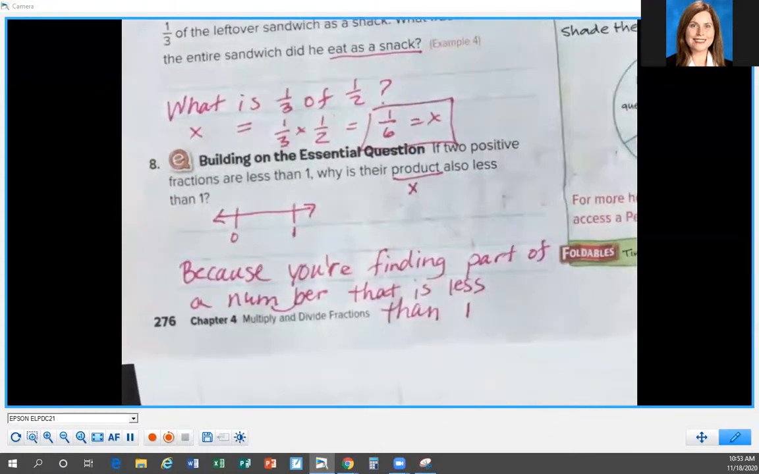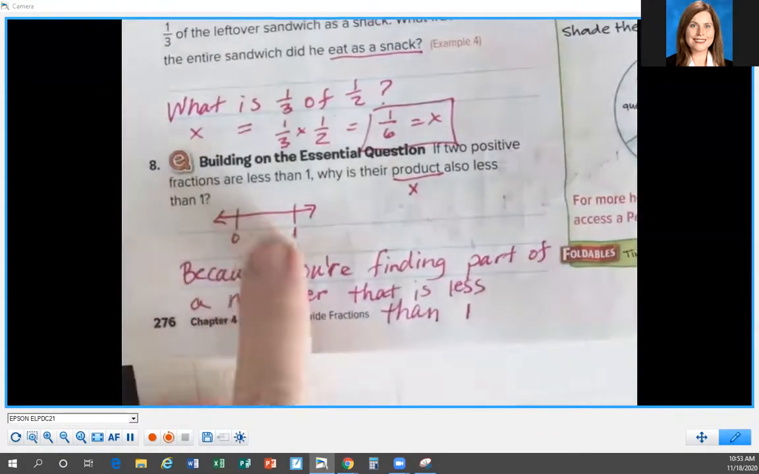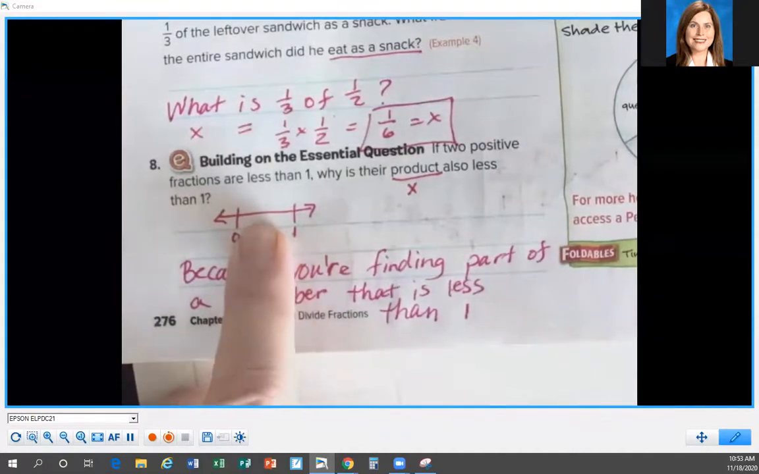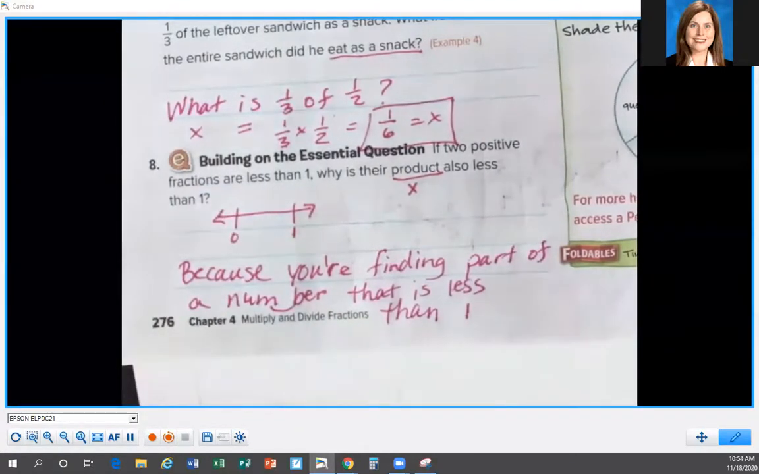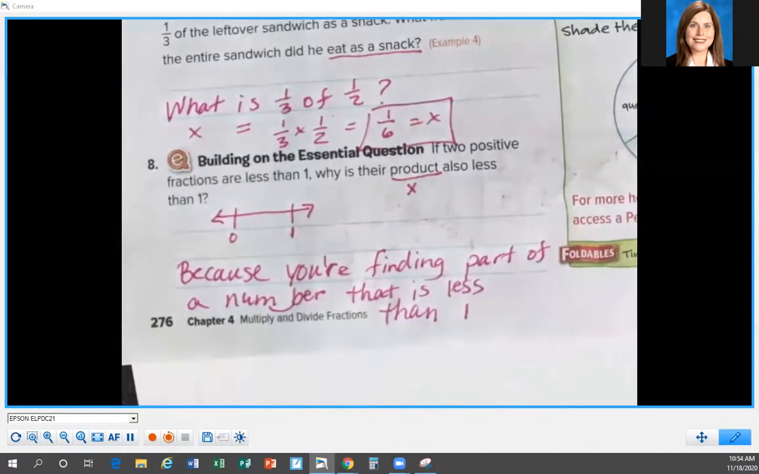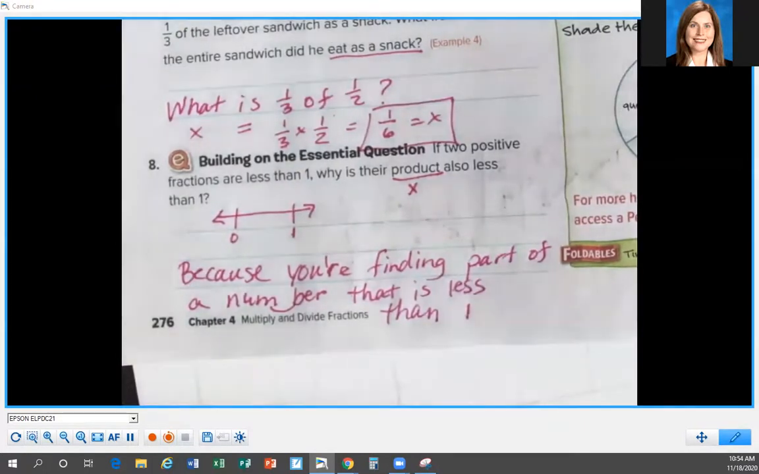Okay, so if I said 1/2 times 1/2, I'm asking this question: what is 1/2 of 1/2? Well, if you have 1/2 of something and then you take that 1/2 and divide it into halves, into 2, that's 1/4. 1/2 of 1/2 is 1/4. You're having a part of a part. So you're going to get an even smaller part, all right?